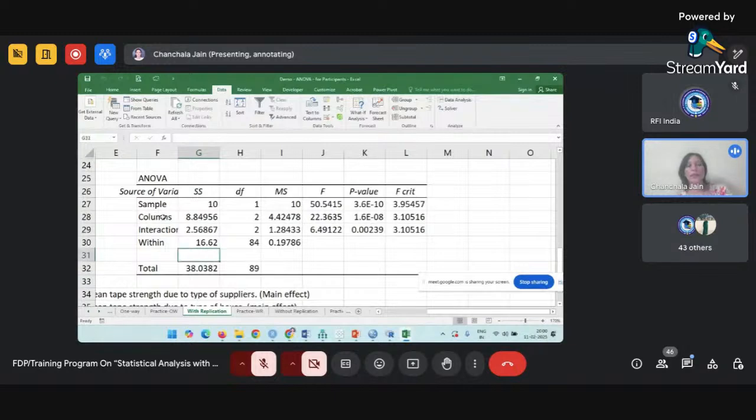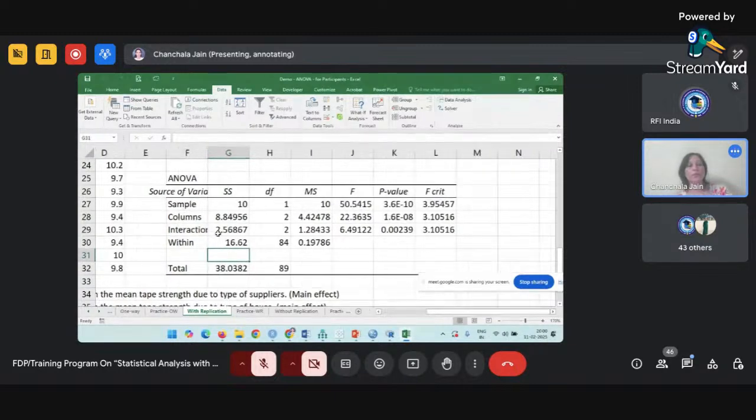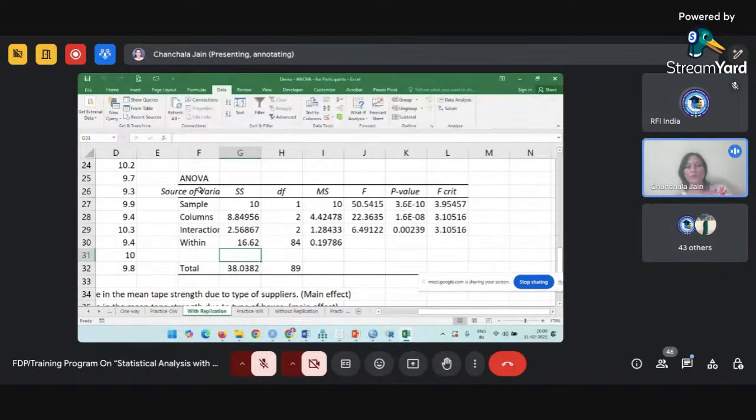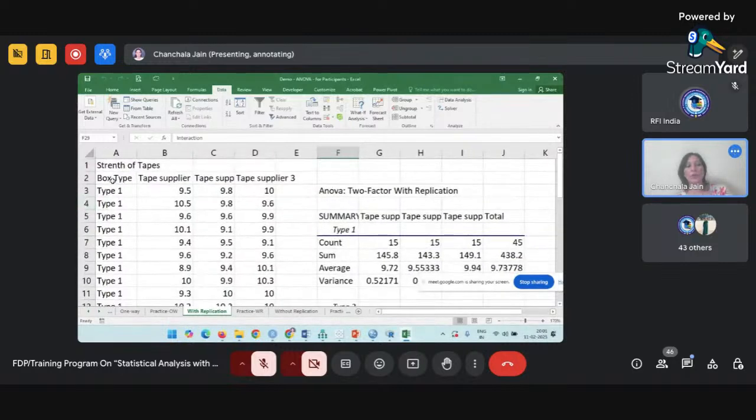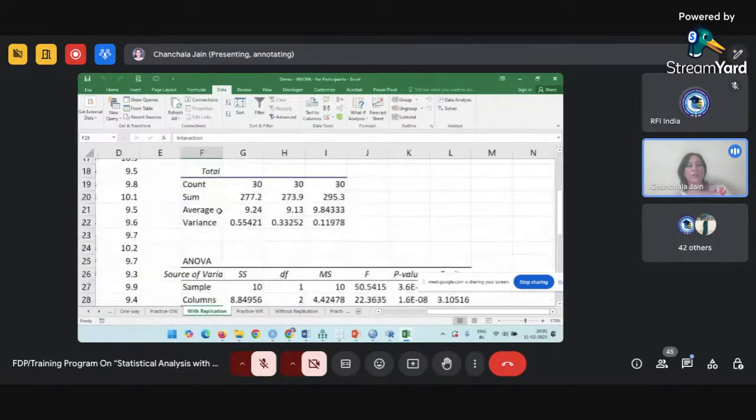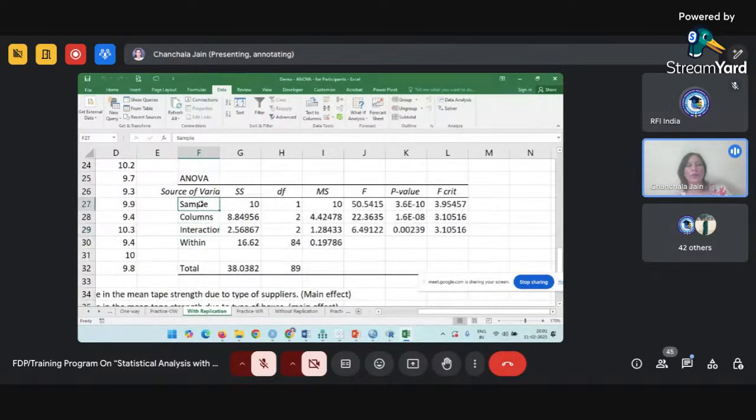There, firstly we have the source of variance. Source of variance means sample, column, and interaction. Sample means the row. In the row, we have taken the box type, right? And in the column we have the type of supply. So now you can go and see. If I talk about the row, meaning box type.